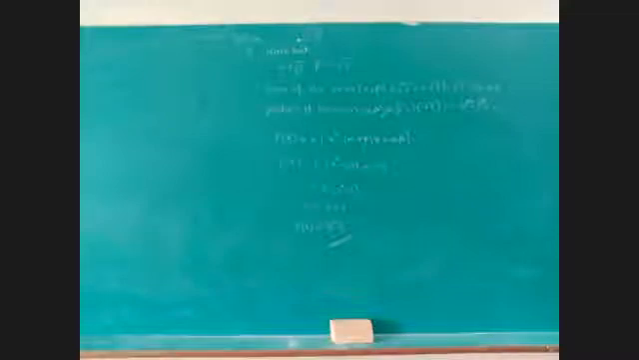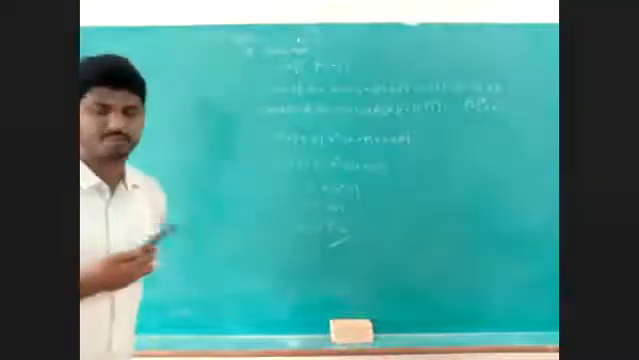Can you explain the first bit, sixth one, sir? You want the first bit, sixth question, 3x square minus x minus 4. Is it right, that question?